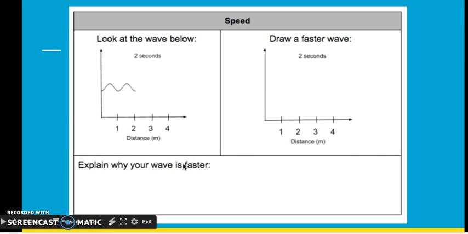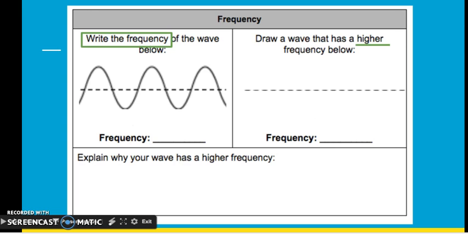All right, students. Let's try that again. Explain why your wave has a higher frequency. So you're going to say, my wave has a higher frequency because, and you need to explain why. Okay, you can't just say because it's higher. You need to explain, what does your wave look like? What does your wave have? Okay, so press pause and press play when you're ready to go on.